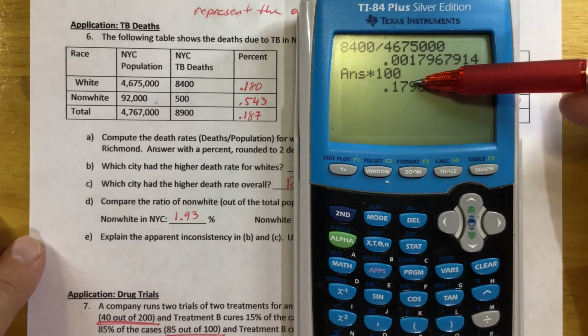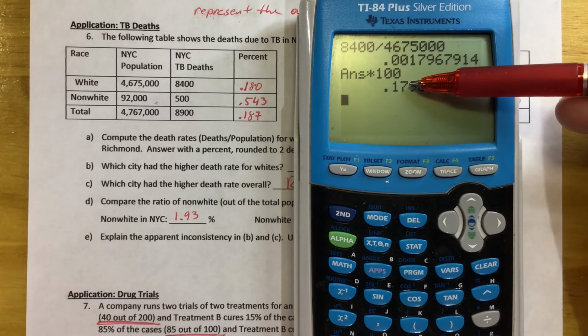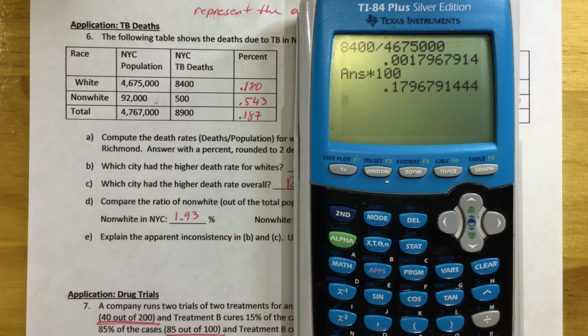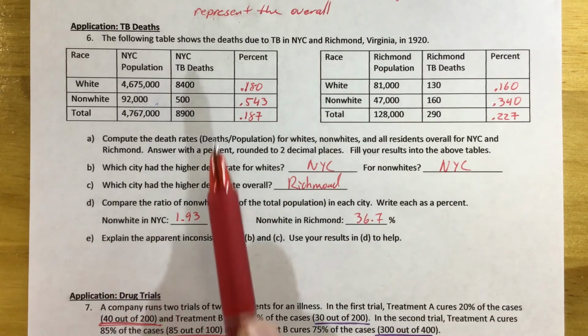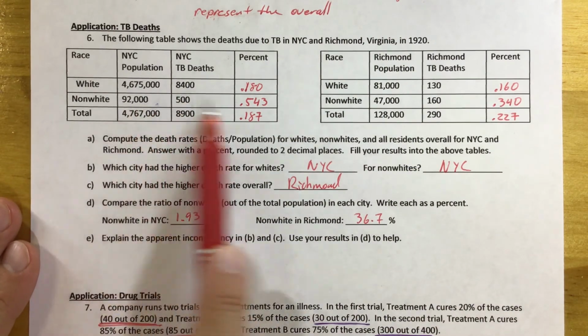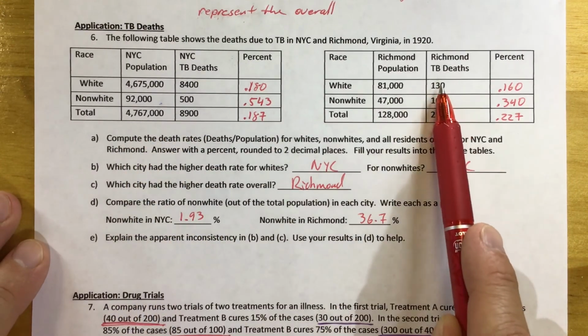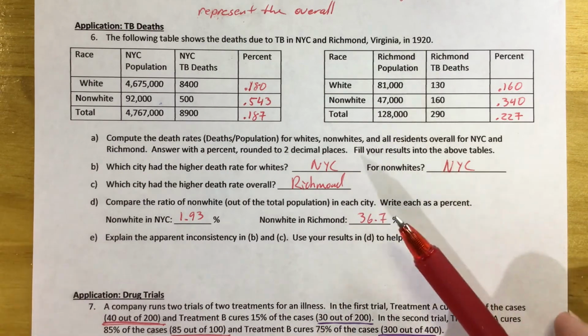That 6 is going to change the 9 up to like a 10, which is now going to make that an 8. So it does round off to that number. So there's a lot that's happening in the calculations. I want to share at least that one. The rest of these, 500 divided by 92,000, 8,900 divided by this, 130 divided by 81,000, and so on through the table, and that's how we get all the numbers.